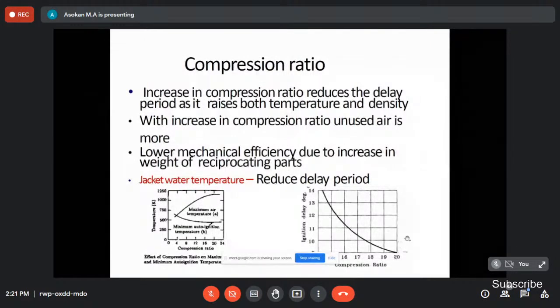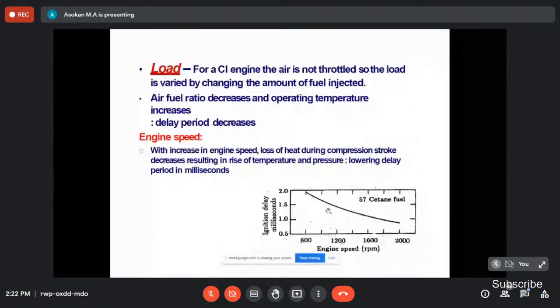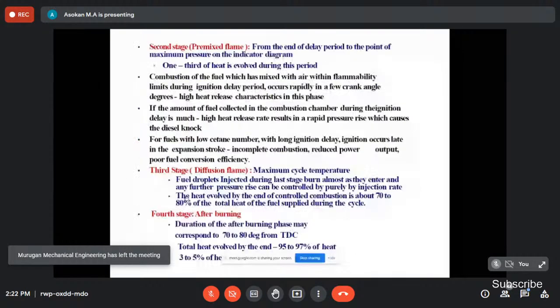What is the compression ratio? 16. What is the delay period? The ignition delay. If you increase the compression ratio, then the delay period decreases. Similarly, load: if you increase the load, the delay period decreases. Engine speed: if you increase the engine speed, again the delay period decreases. Already we discussed this one. Okay, so not in diesel engine.